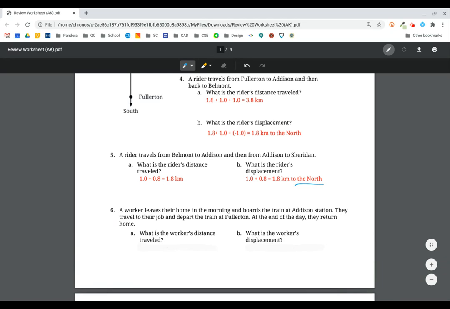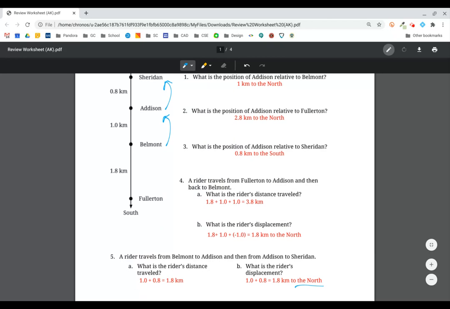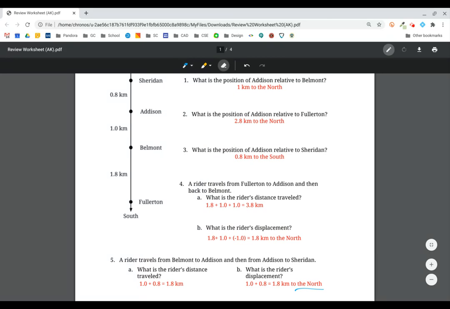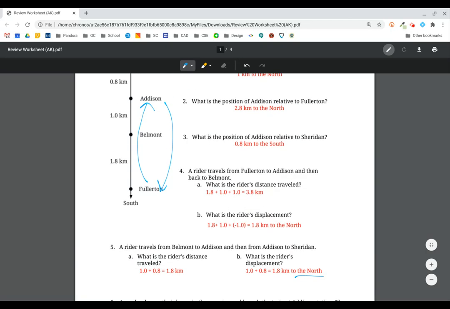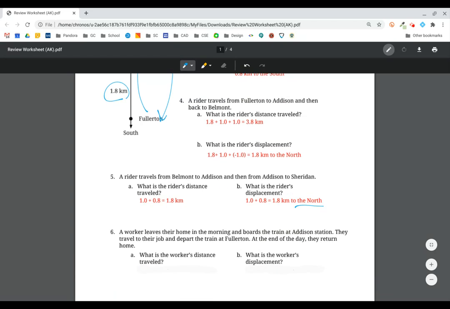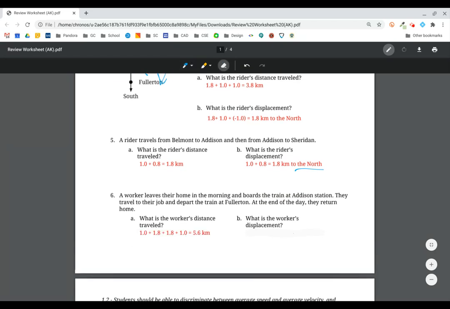And then in number 6, we have someone who leaves from Addison. They go to Fullerton and then back to Addison. And so here we've got quite a bit of distance because they're going 2.8 each leg of their trip. And so their total distance is 5.6. But since they end up in the same spot that they started, their displacement is 0 kilometers.